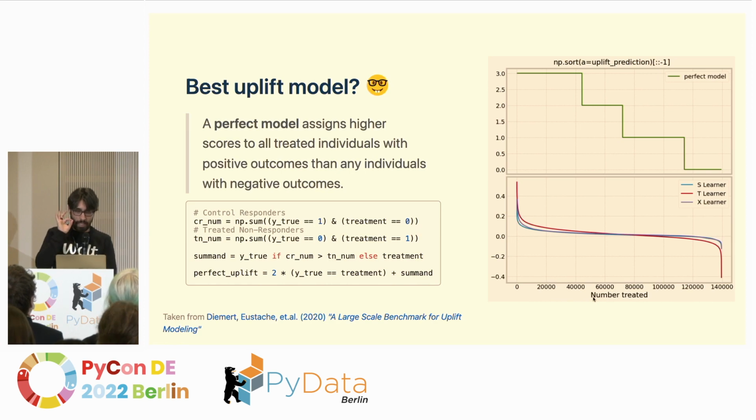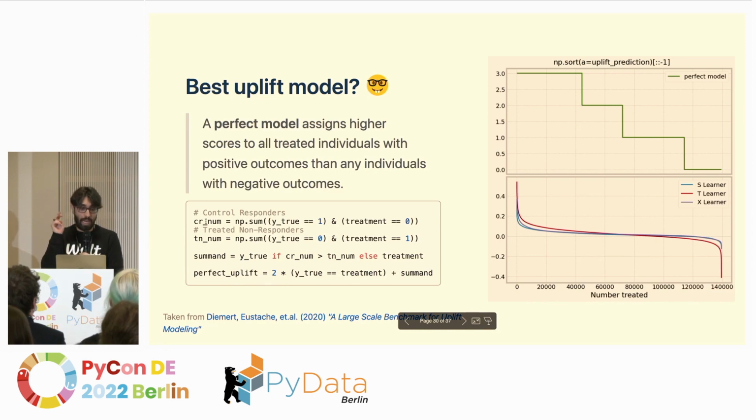So here's the key point. A perfect model assigns higher scores to all treated individuals with positive outcomes than any individuals with negative outcomes. So that seems trivial, but we can actually code this in a pseudo-deterministic way. So what we need to do is to make sure that when we do the errors, it's as small as possible. And that's the whole point of the computation.